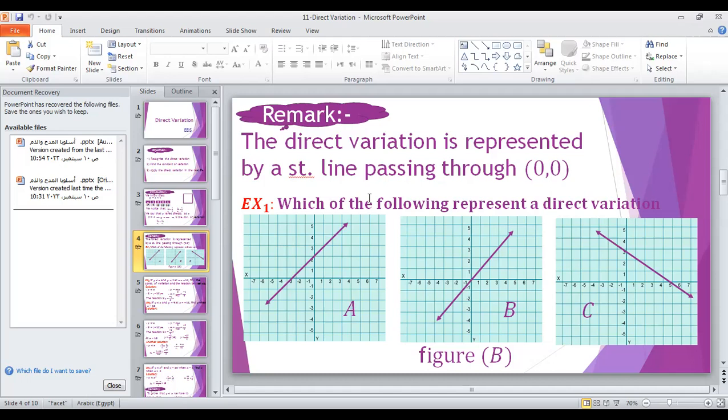So if I have example number one, which of the following represents direct variation? Letter A, straight line. B, straight line. C, straight line. But which one is passing through the origin point? Letter B. So letter B represents direct variation. It means when x increases, b will also increase. Okay?